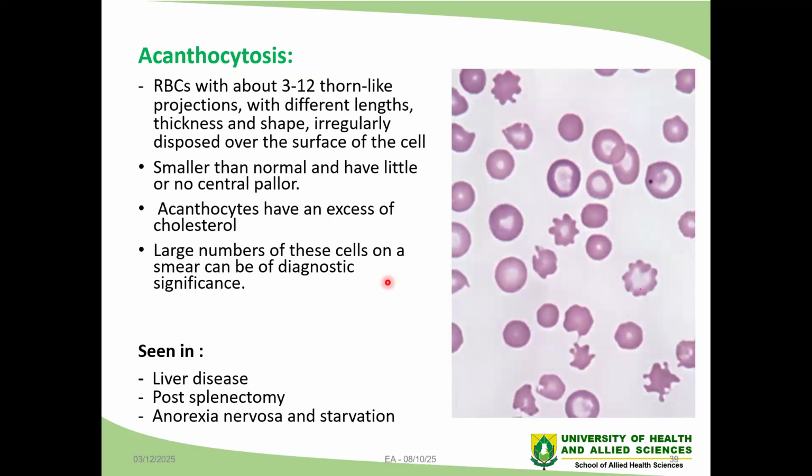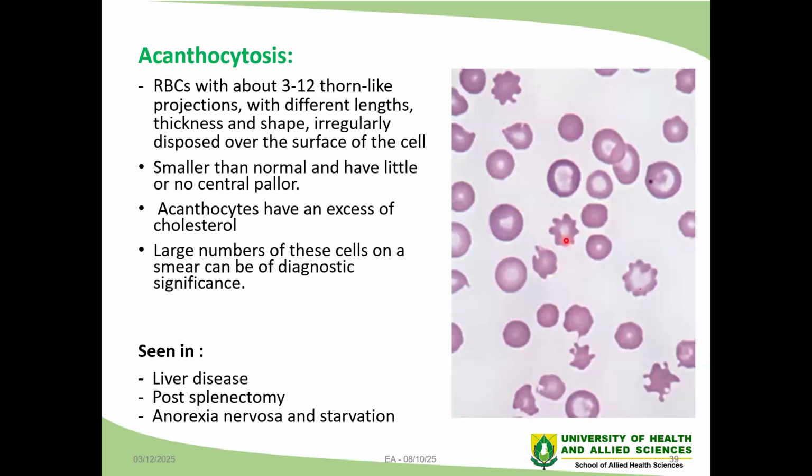Okay, so we still have other deviations of red cells. Over here, we can see some red cells which have thorn-like projections. These projections also seem not to have the same length. Some of the projections are longer or shorter than others, and even in terms of their thickness and shape, it's not the same. And they are irregularly distributed on the surface of the cell. And so we call these acanthocytes.